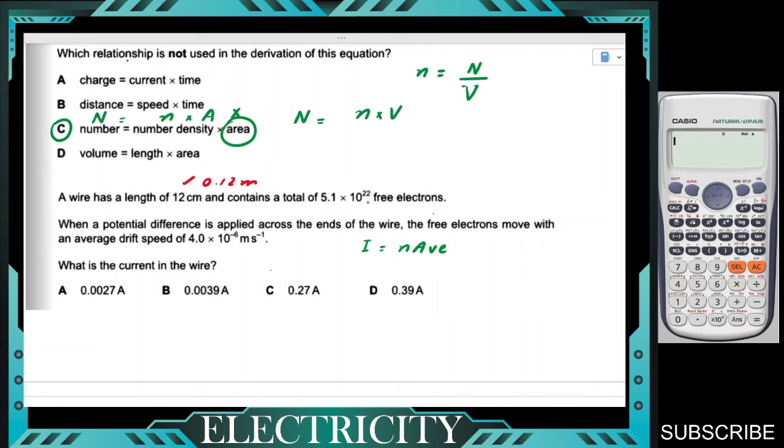5.18 times 10 to the power 22. This is the value for the number of free electrons. It is not the value of small n. The small n is number density. But this is the value of capital N, number of electrons. And this is the drift speed, which we write as V. And the charge on the electron we know already, 1.60.